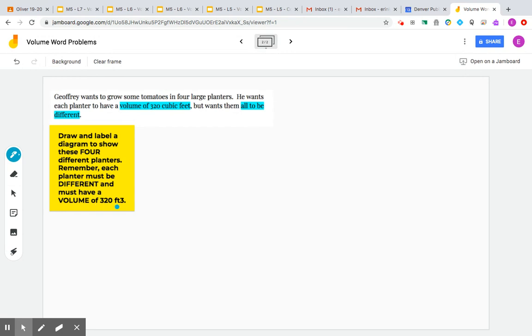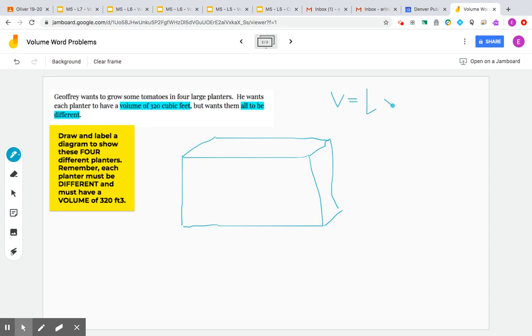320 cubic feet. So I know I have to draw and label a diagram. So I'm going to do that first. I'm going to take my draw utensil. Here is my planter. I made it look just like a box. And I have to figure out, man, this is going to be tricky. We're going to have to do some guess and check work or use our knowledge of numbers and their multiples.